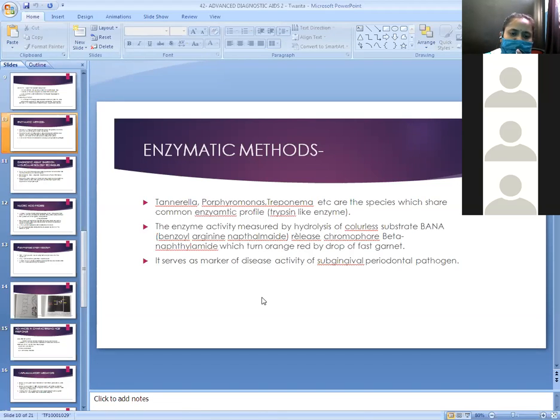But the only disadvantage with chair side diagnostic tests like Evalusite and BANA is that only a few microorganisms can be detected with the help of these techniques.